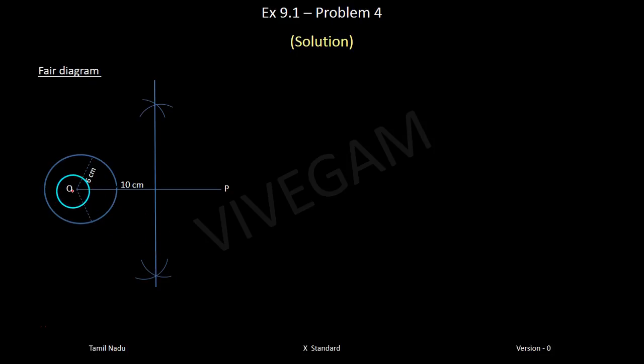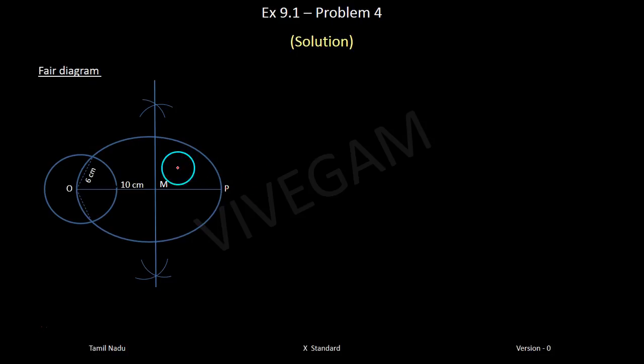You got it? So with O as a center, draw two arcs, one above, one below. With P as a center and with the same radius of 6 centimeters, draw this arc and this arc. These two arcs intersect at this point and these two arcs intersect at this point. Join these two, that is your perpendicular bisector of OP. Let's name this as M. With M as a center and MO as a radius, draw this circle. So that will touch both O and P.